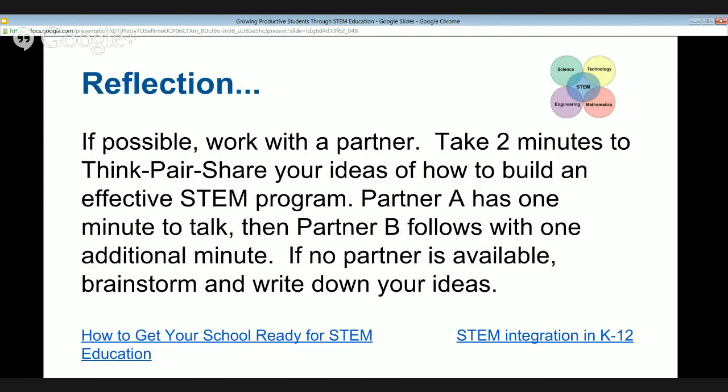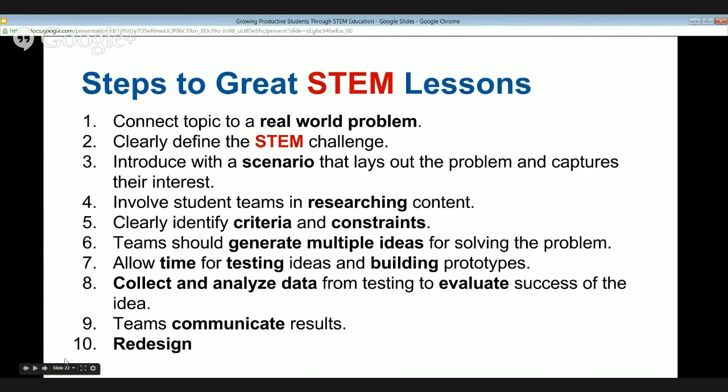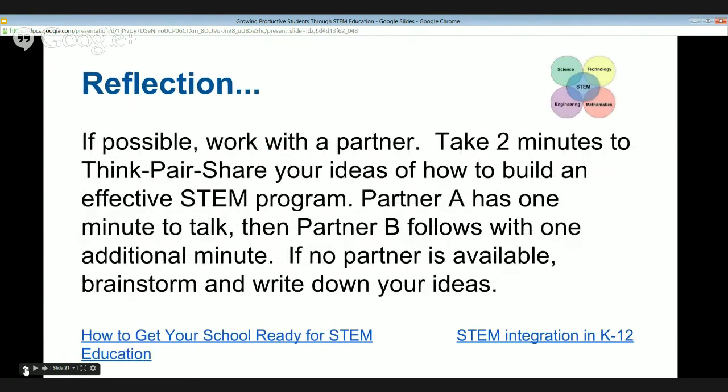With a think, pair, share, you have two partners working together. Partner A gets a minute to talk. Partner B has to listen. And then partner B follows with 1 additional minute. And then basically you can bat ideas off of each other here. And so what I want you to think about right now is, how could you begin to implement an effective STEM program? How could you build that program within your school?